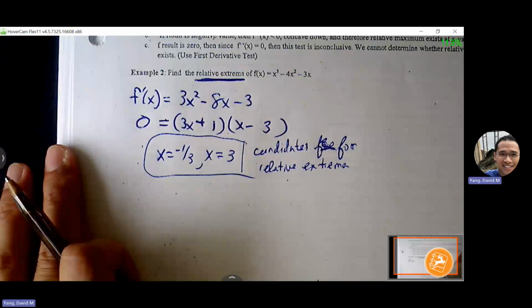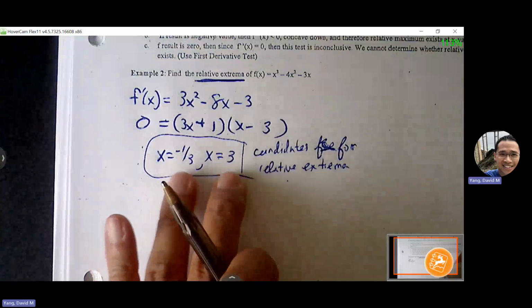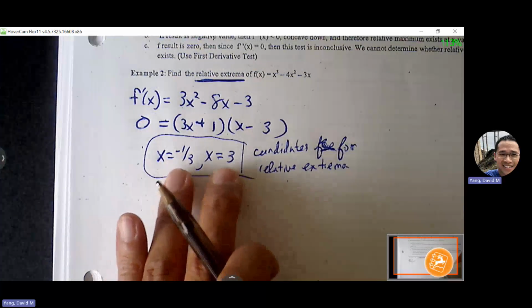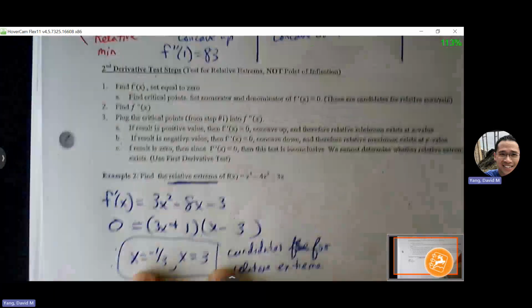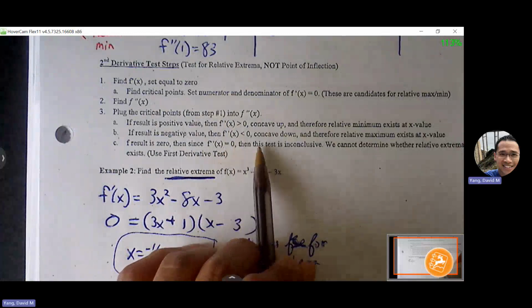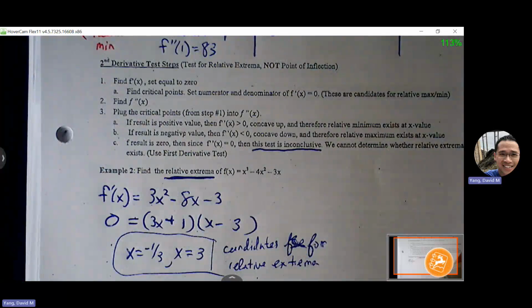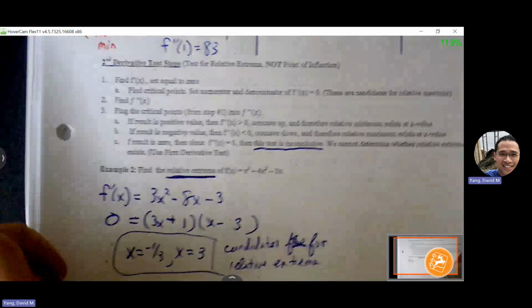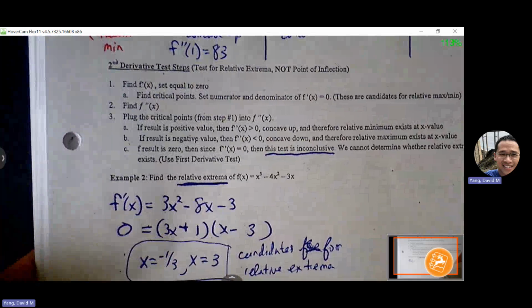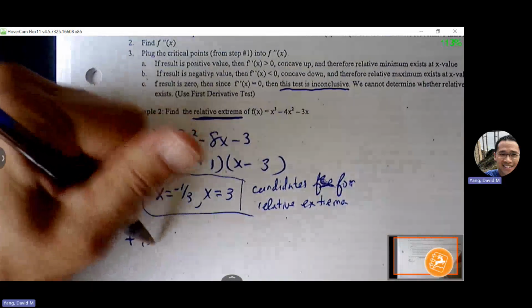So we're going down a different path here. We're going to use f double prime to help us gather conclusions about whether these are relative max, relative min. One more thing I forgot to mention is that if your f double prime gives you 0, that means the test is inconclusive. That means your second derivative function is not going to give you enough information for you to definitively say that your point is at a relative max, relative min. So let's find the second derivative first.